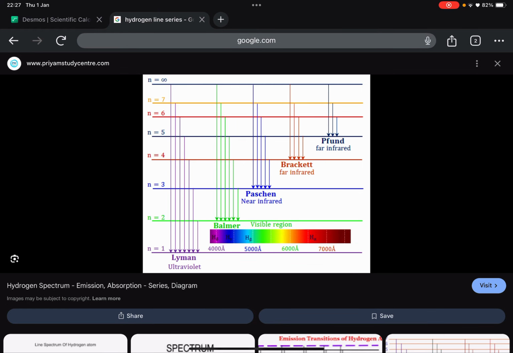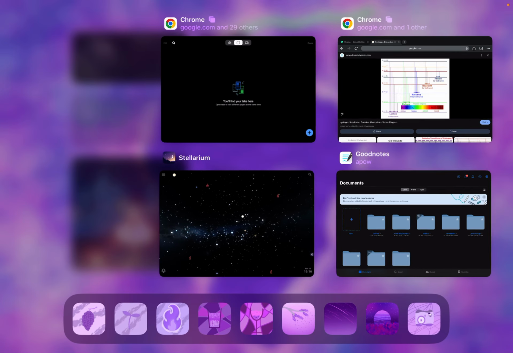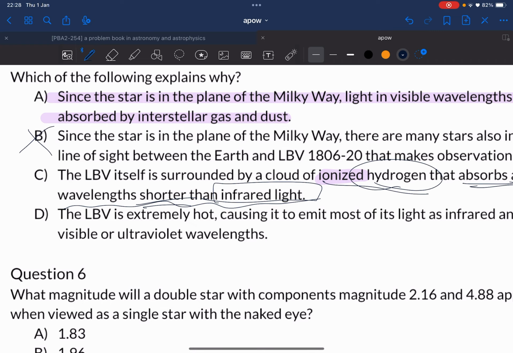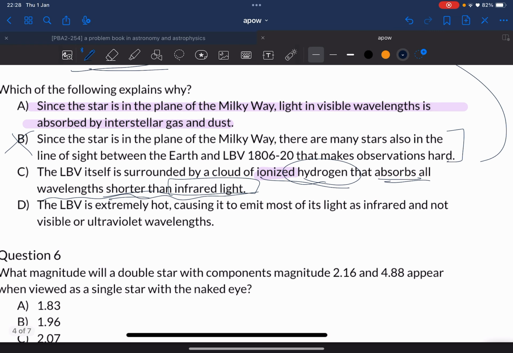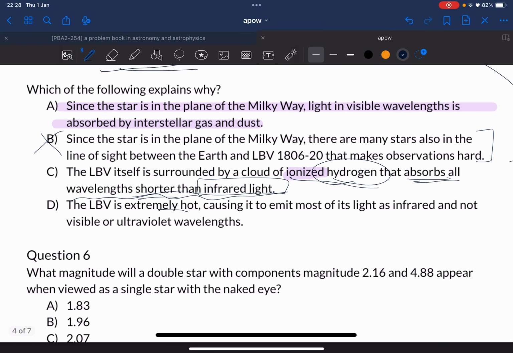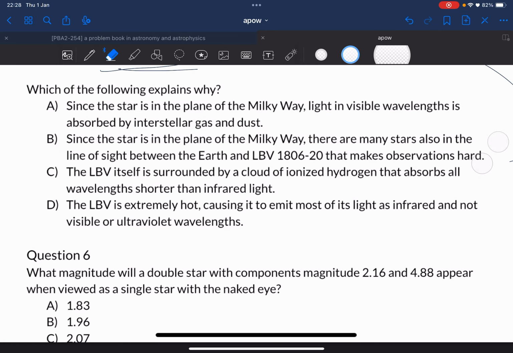Passion bracket. Lyman's the UV one. So yeah, that's bullshit basically. And LVV is extremely hot. This doesn't make sense. The hotter you are, the more visible a UV you should be. In fact, both should be nearing UV instead of infrared. So this is just like a trick question, a trick option. But therefore it's A by elimination. And also A because theory says that it's A.